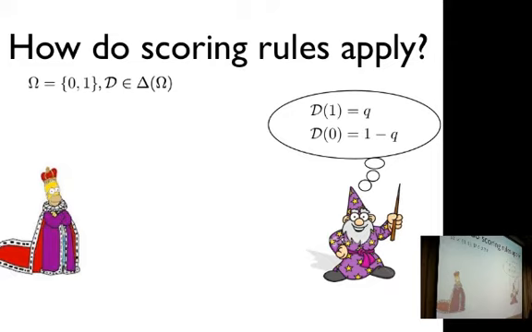Our set of states of the world is going to be 0 and 1. And we have to define a distribution to solve this problem with scoring rules. Our distribution is going to be, what's the probability that a uniformly random path in this non-deterministic machine accepts? Any questions so far?